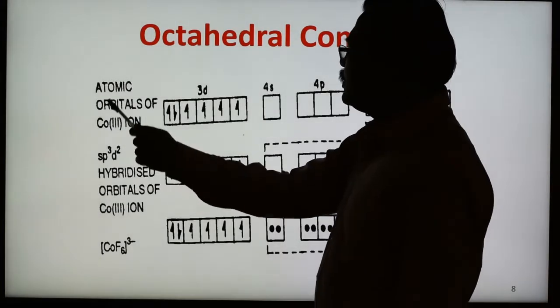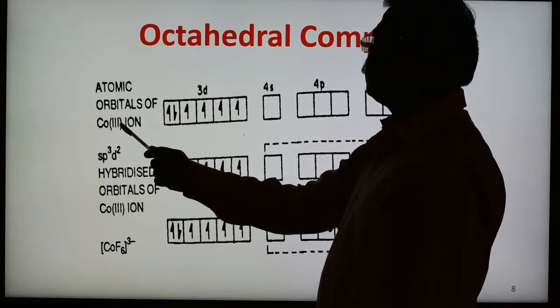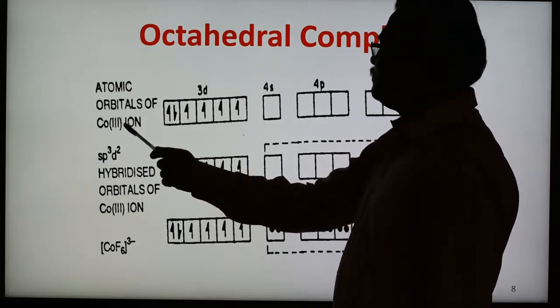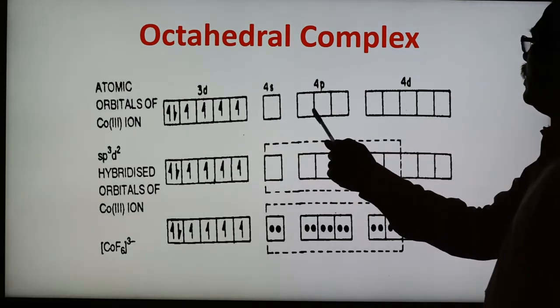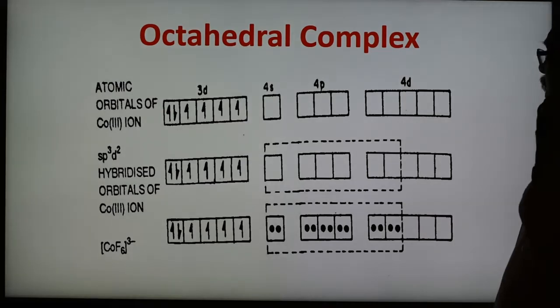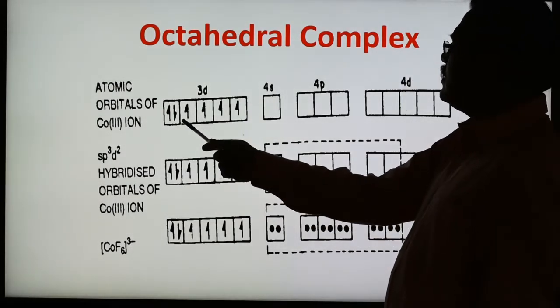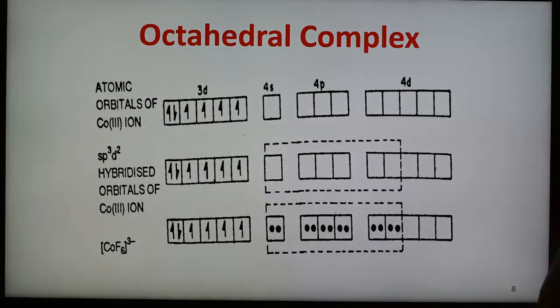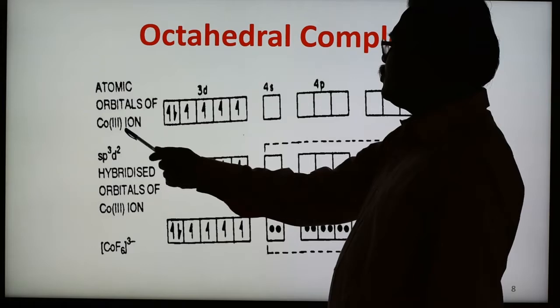So here is shown the atomic orbitals of cobalt in the +3 oxidation state. Again the same configuration, this is the valence configuration of cobalt: 3d, 4s, 4p, 4d. And in this case, the first complex, the octahedral complex we have seen, was d2sp3, which means an inner orbital complex. Now here these are the configurations of cobalt(III).